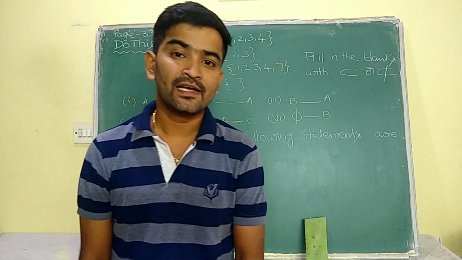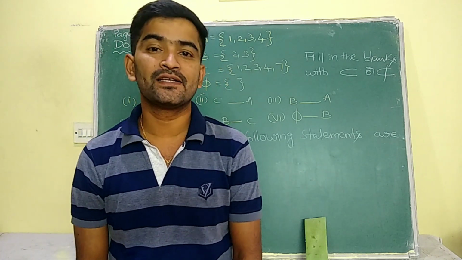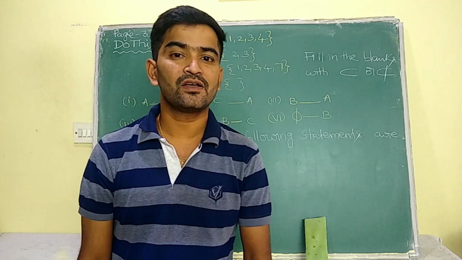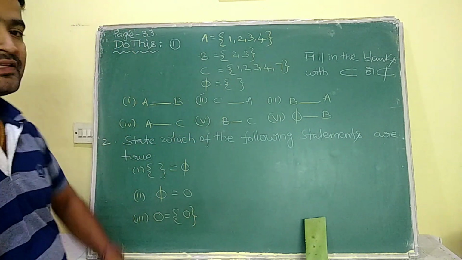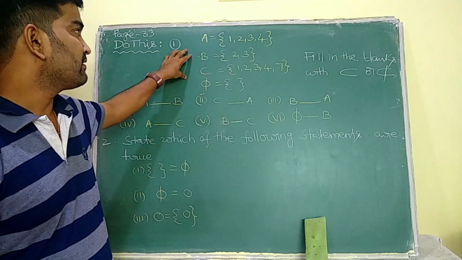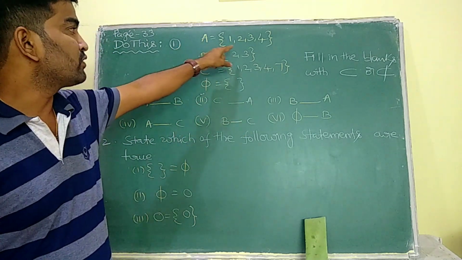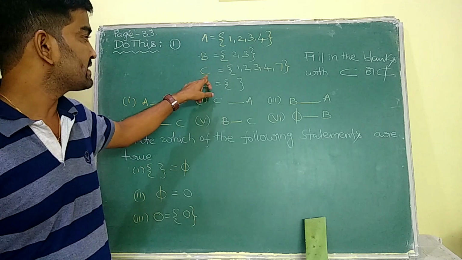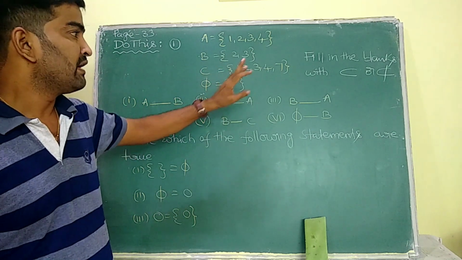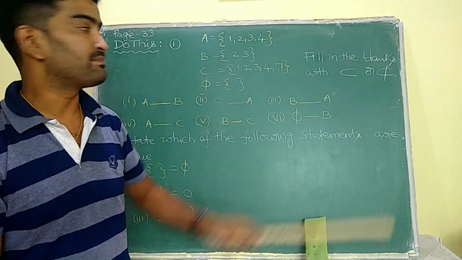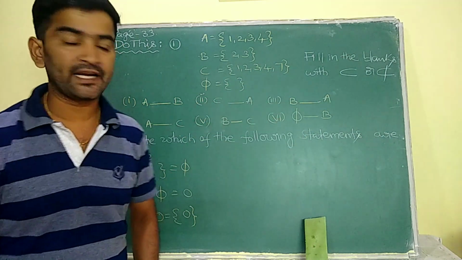Now we will discuss the try this, do this, think and discuss questions after exercise 1. See a question on page number 33, that is do this. He gave set A as 1, 2, 3, 4, set B as 2, 3, set C as 1, 2, 3, 4, 7 and the empty set. Fill in the blanks with subset or does not subset.